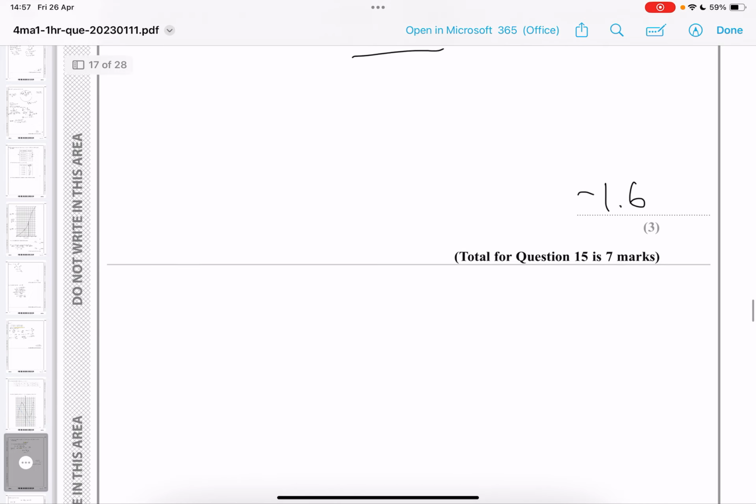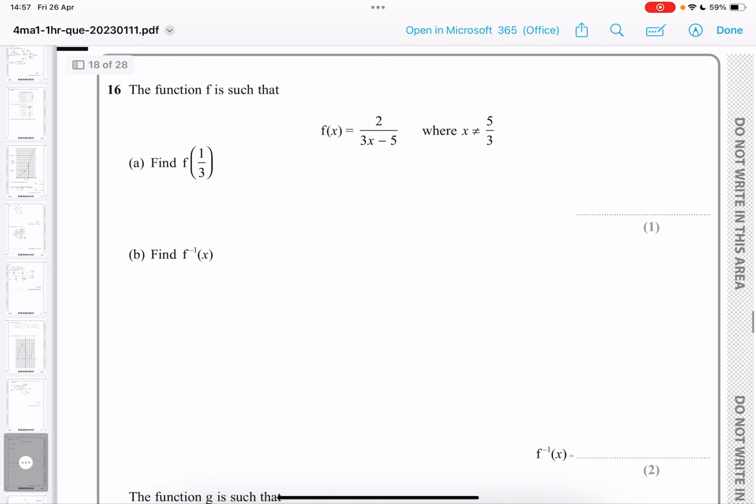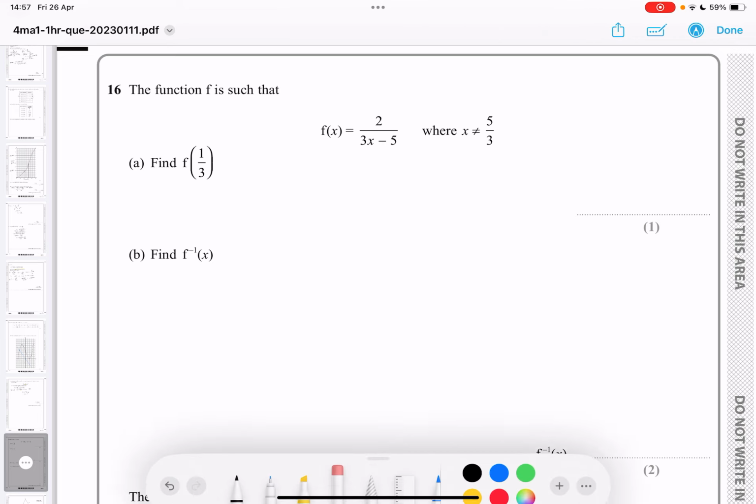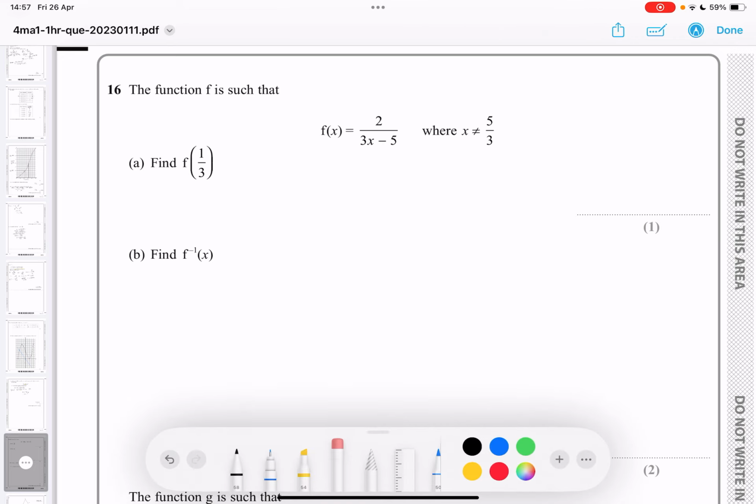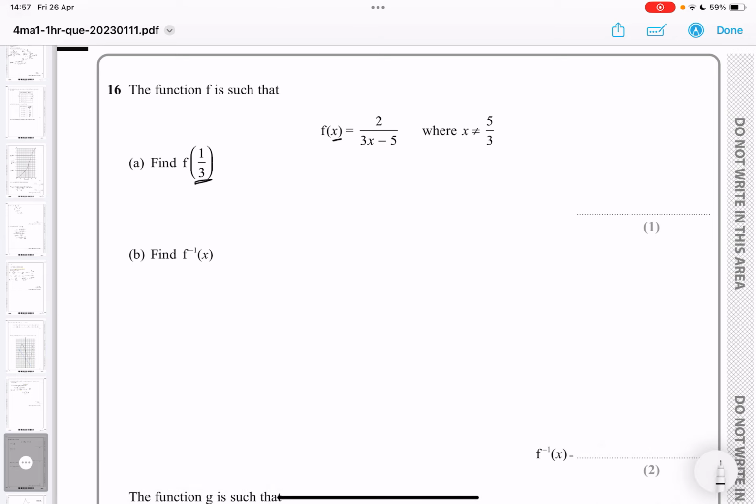Okay, next question. The function f is such that f of x equals 2 divided by 3x minus 5, where x is not equal to 5 over 3. Find f of 1 over 3. Okay, so this is an easy question. They've just substituted x for 1 over 3. So all you need to do is substitute x for 1 over 3 in this equation.